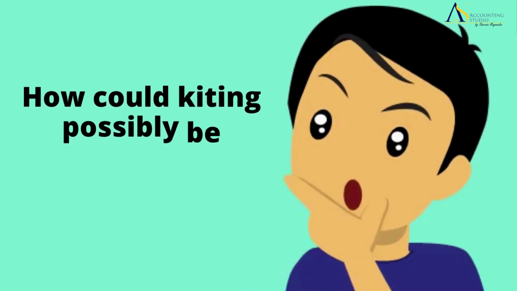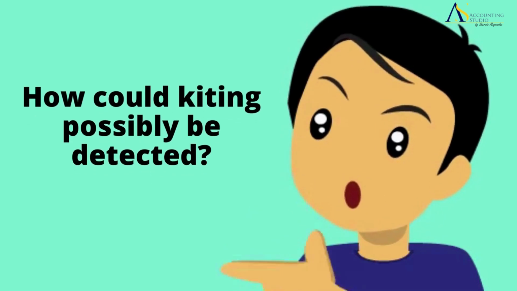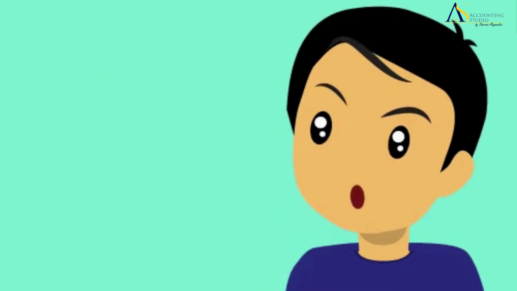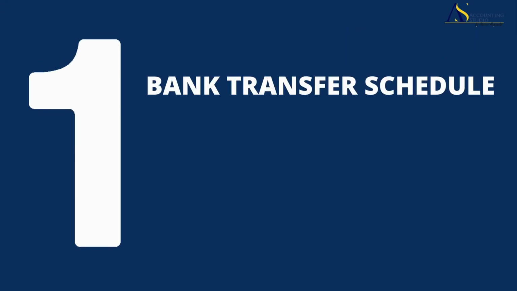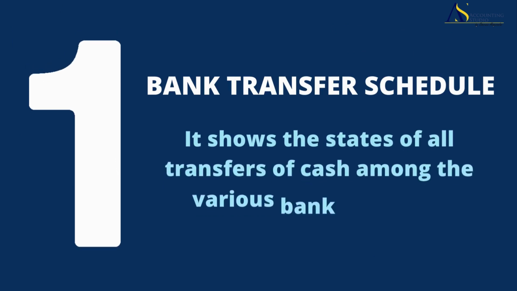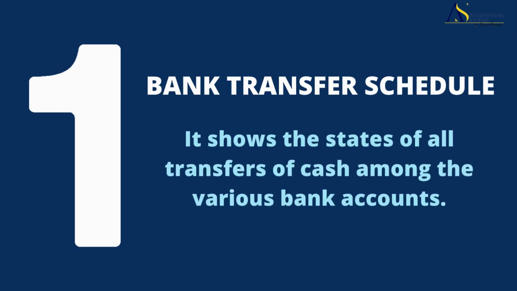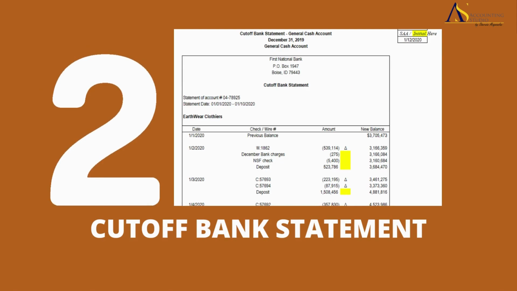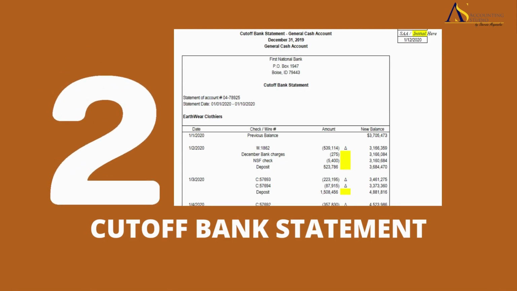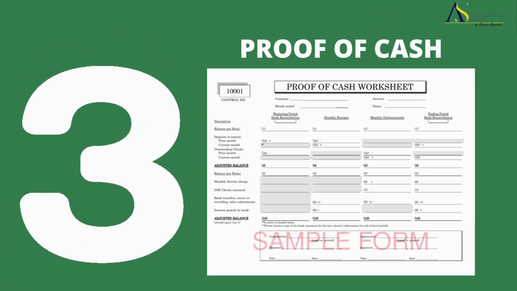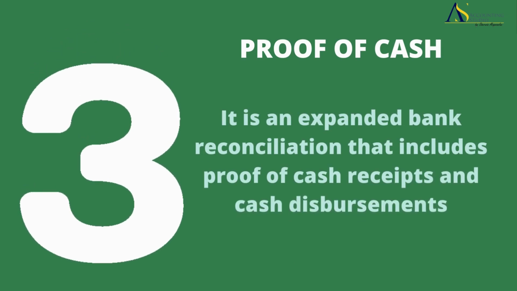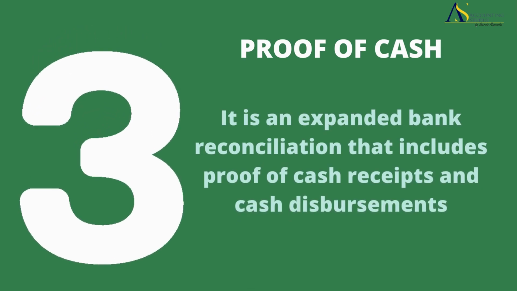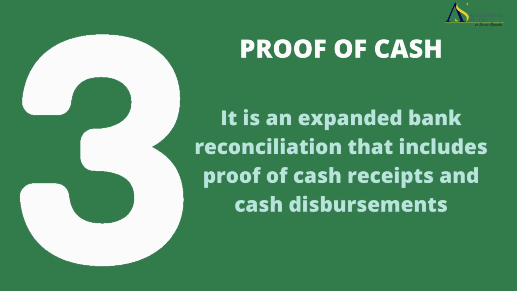You might be asking, how could kiting possibly be detected? Well, the following may be considered. First is to prepare a bank transfer schedule, which shows the states of all transfers of cash among the various bank accounts. Secondly, is to obtain a cut-off bank statement to verify reconciling items. And lastly, is to prepare a proof of cash. Proof of cash is an expanded bank reconciliation that includes proof of cash receipts and cash disbursements.